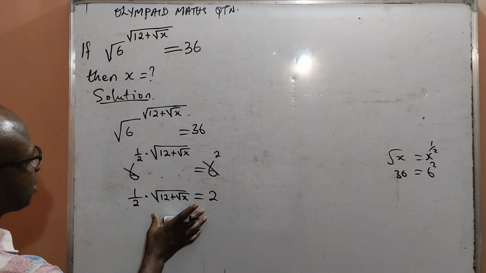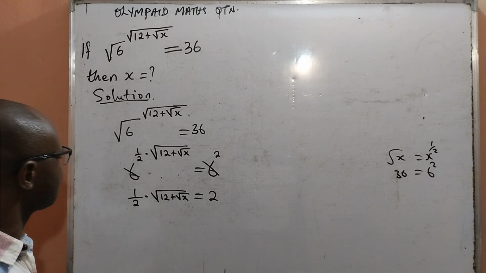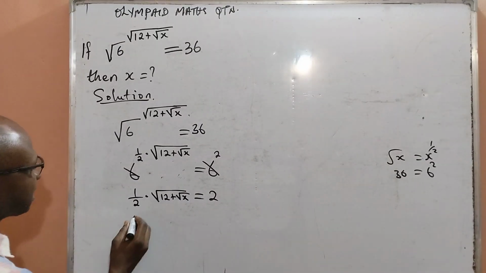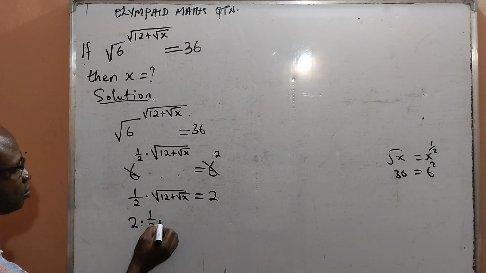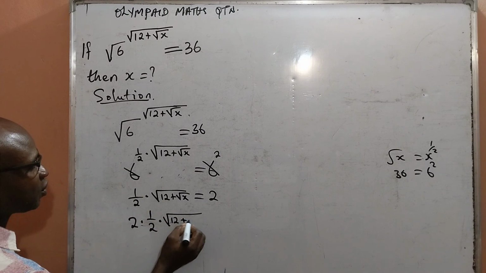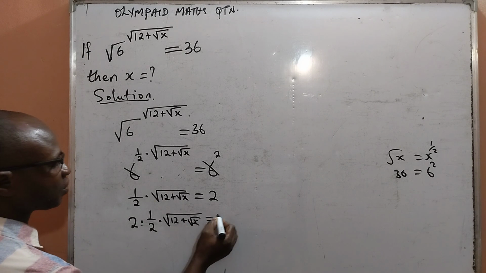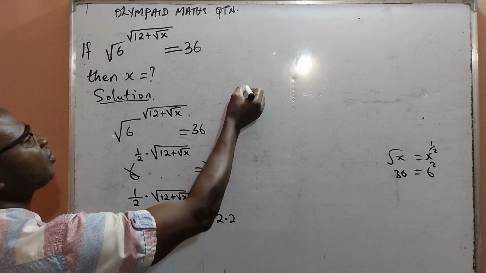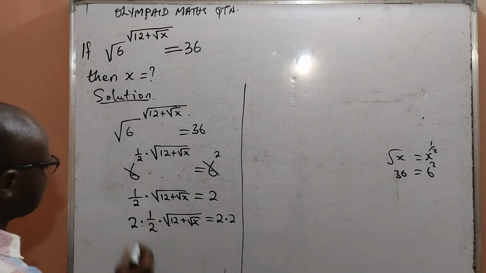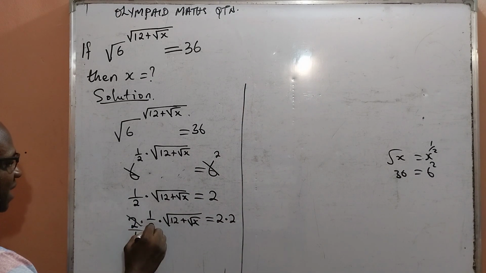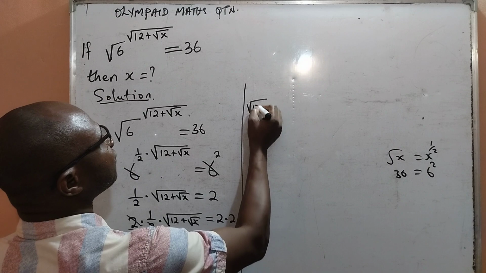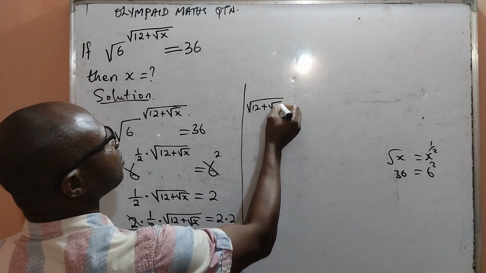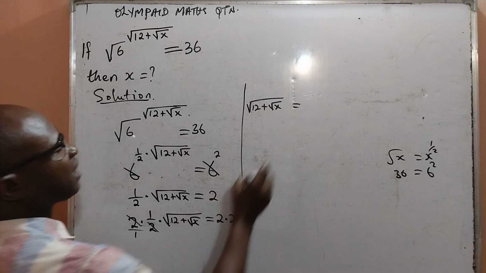At this point, what I will do is to multiply both sides by 2. And that means I will have 2 multiplied by 1 over 2, multiplied by the square root of 12 plus the square root of x, is equal to 2 multiplied by 2. And what it means is that from the left hand side, that 2 can cancel out 2 to leave me with the square root of 12 plus the square root of x equal to 2 multiplied by 2, equal to 4.